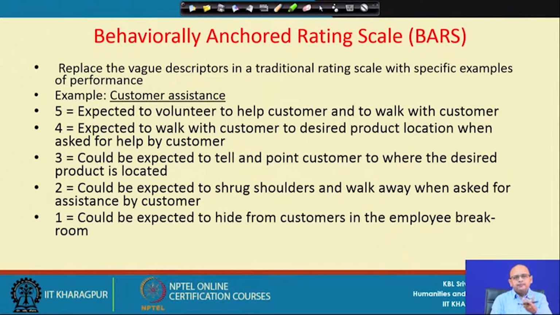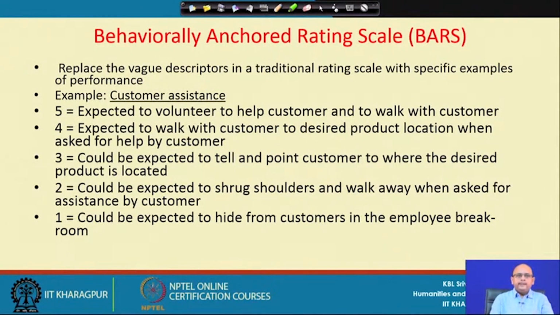Though it helps the supervisor, the rater, to better evaluate the employees, the problem is that writing these kinds of descriptions for each of these competencies is very difficult. For example, when you are saying customer assistance and you say that he is expected to volunteer to help customers, he gets a better rating, but if you say he could be expected to ignore customers and walk away when asked for assistance by the customer, this is a bad rating.